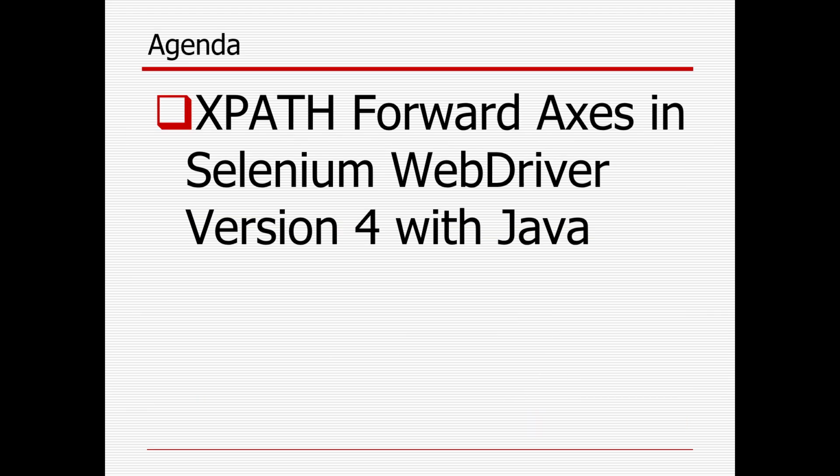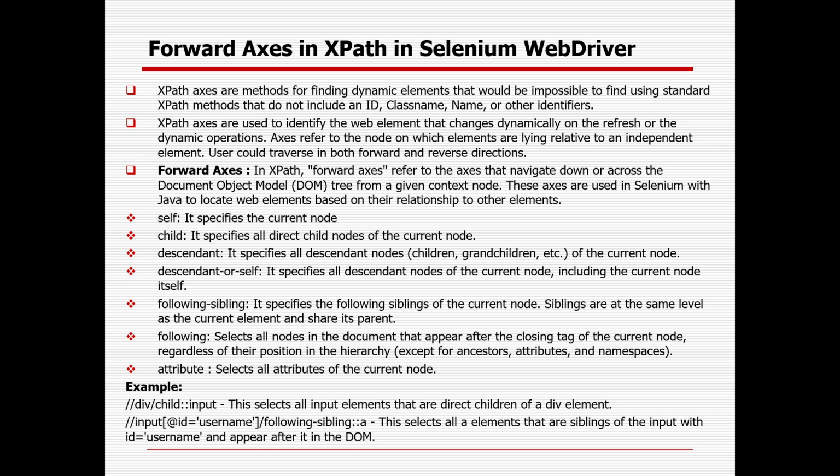In today's session, I will discuss and give a complete study of XPath Forward Axes in Selenium WebDriver version 4 with Java. As of now, you have already learned how to identify elements with different locator strategies like name, ID, class name, tag name, link text, partial link text, XPath or CSS. Sometimes those ID, class name or other identifiers might not work due to the dynamic nature of the web page or the dynamic nature of the web element.